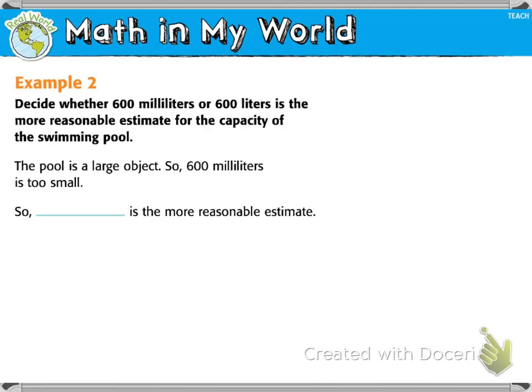Okay, example 2. Decide whether 600 milliliters or 600 liters is the more reasonable estimate for the capacity of the swimming pool. The pool is a large object, so 600 milliliters is way too small. So 600 liters is more reasonable estimate.